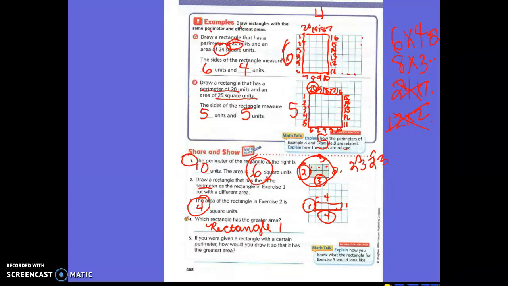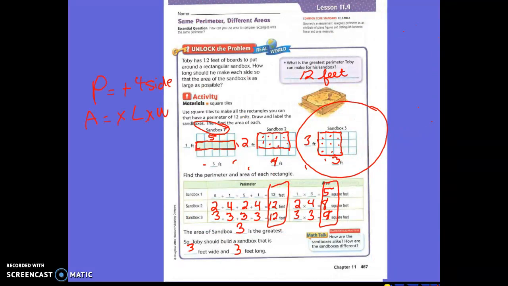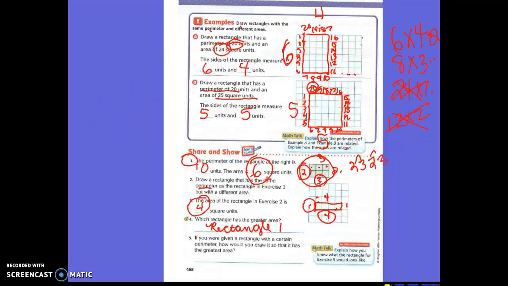Okay, if you are given a rectangle with a certain perimeter, how would you draw it so it has the greatest area? Looking back at these, we were looking at the areas. Looks like sandbox 3 has the greatest area of 9, when that shape is a square. So how would you draw it with the greatest area? I would draw a square.